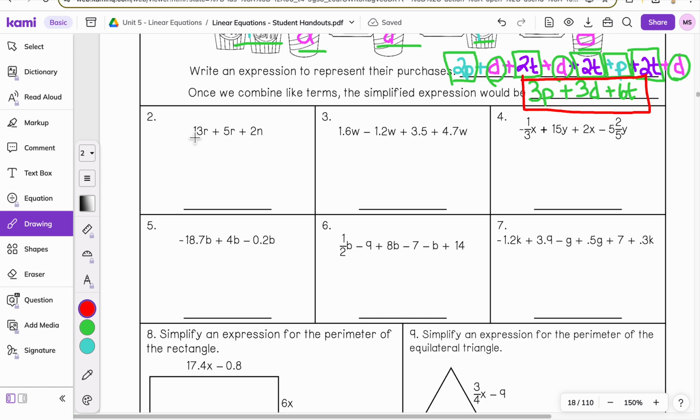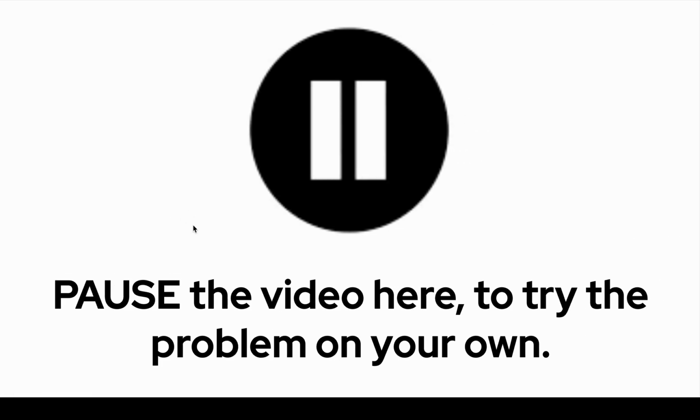We can do the first one together. Remember, we are only combining terms that are alike. So I can only add r's plus r's, add or subtract. So 13r plus 5r will give us 18r. There is nothing that I can combine with this 2n. So it's just going to be by itself as part of my expression. And we're done, right? That is done. That's as far as we can go. I think this is a good time to pause and try a few others on your own.